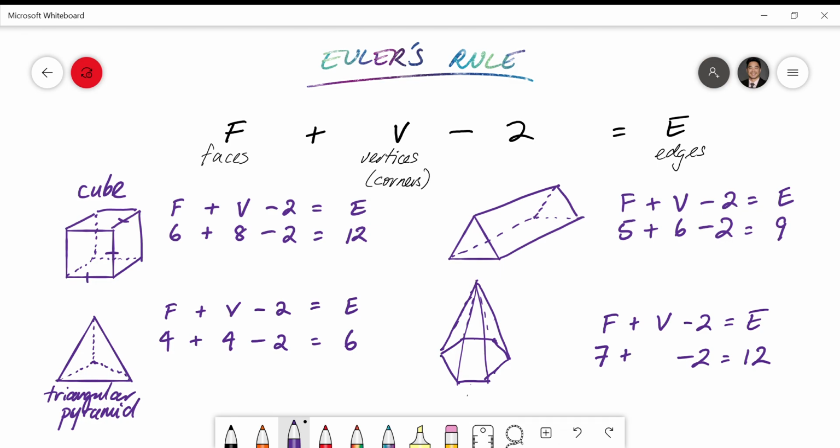So now we've got a missing value. We've got 7 plus something, and then if we take away 2, we need to equal 12. If you think about it, what number would it be? 7 minus 2 is 5. So 5 plus what gives you 12? We need 7. So the missing number is 7. 7 plus 7 is 14, and 14 minus 2 is 12. We can double check that: we've got 1, 2, 3, 4, 5, 6, and 7 corners or vertices.